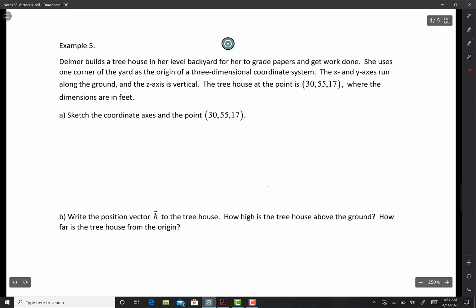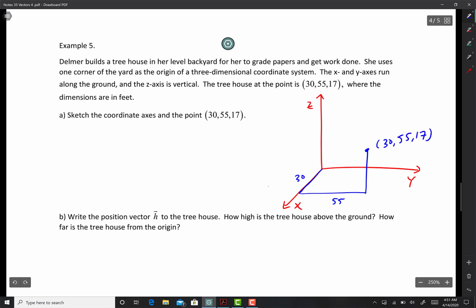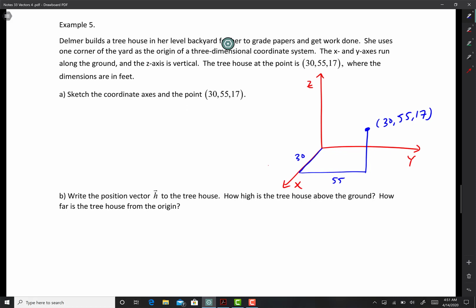Okay, fair enough. So here we go. That's the z-axis. There's my y-axis. There's my x-axis. X, Y, Z. So I'm going to say this is 30. And then I'm going to say this is 55. And then 17. So I'm going to say that's 17. So there it is. That's my point 30, comma 55, comma 17. And we're done. All right, write the position vector h to the treehouse.